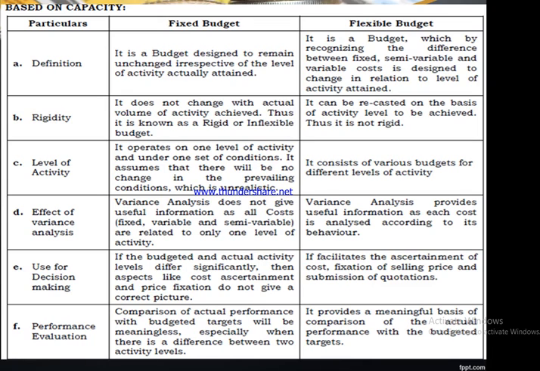And assume a company suddenly gets an order for 50,000 units, because the product happens to be widely demanded in the market. At 50,000 capacity, what happens? What should the selling price be that the firm is supposed to quote? In order to understand this, using a flexible budget, we can easily go ahead. It provides a meaningful basis for comparison of the actual performance with the budgeted targets.